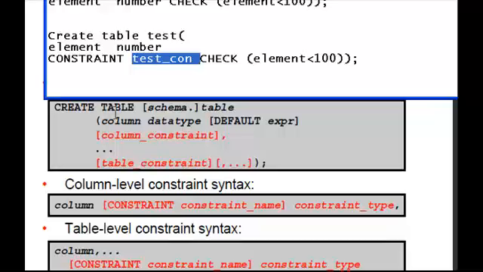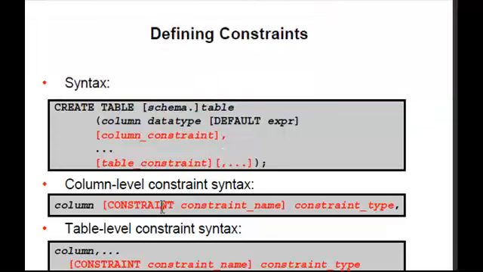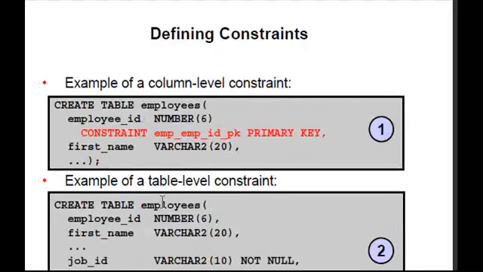Then I put the word constraint, then my constraint name, and then the type of the constraint that I have. I repeat that for as many columns as I want. Here is more example. Let's look at a live example.